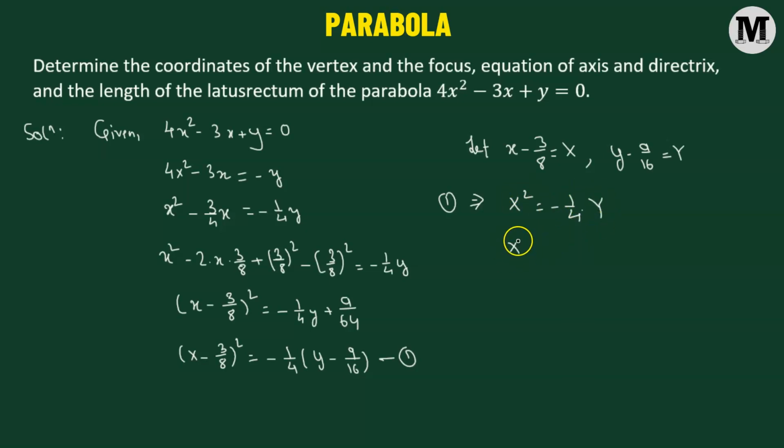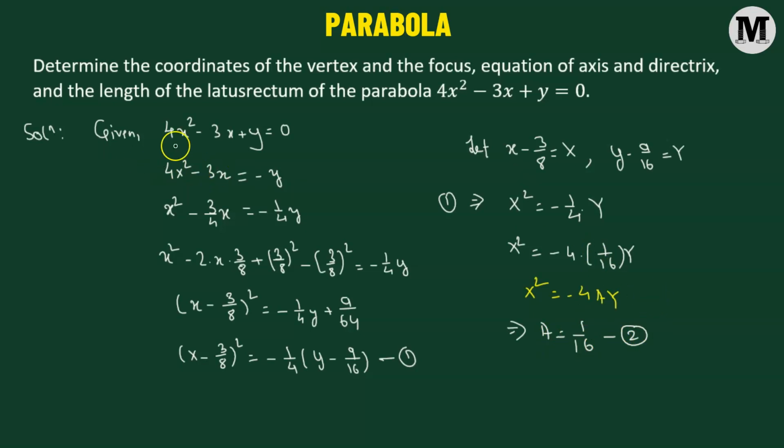Now we can further express it as X squared equals to negative 4 multiplied by 1 over 16 times Y. This is done so that when we compare it with the standard form of a parabola, that is x squared equals to negative 4ay, then we obtain the value of a. So here a will be equals to 1 over 16. We're going to use this value.